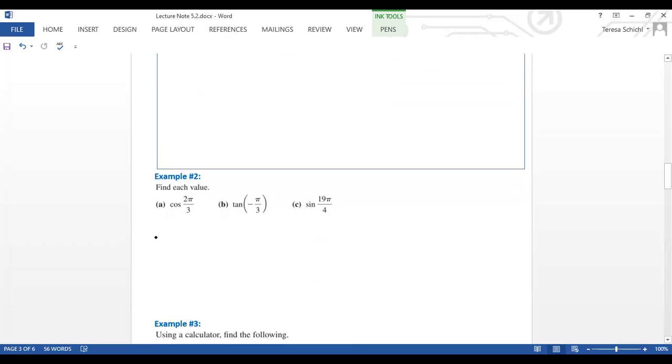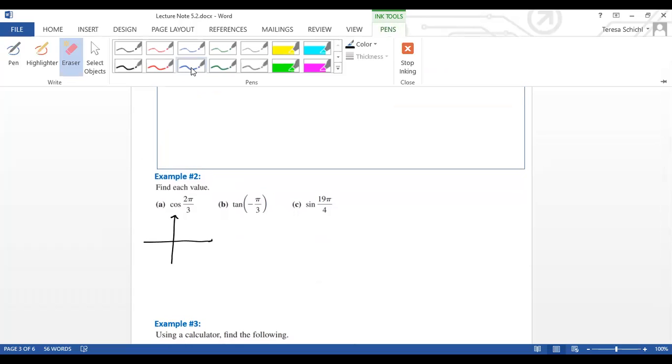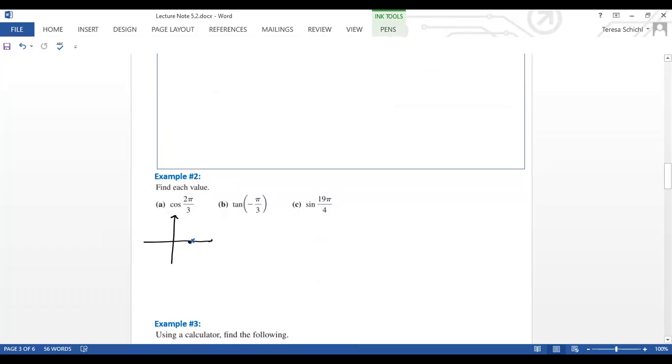Now let's take a look at part A. So this is a unit circle, this is my unit circle here. Then I'm going to swing 2 pi over 3. So 2 pi over 3 means I start here, and I go 2 pi over 3, all the way to here. So I swing here. So this is 2 pi over 3.